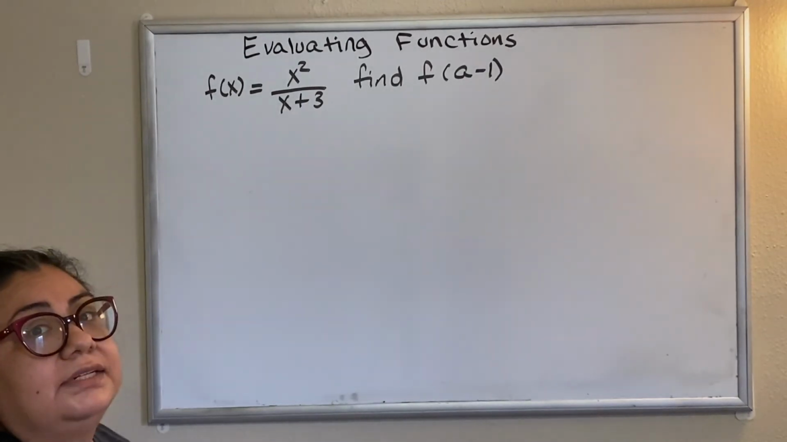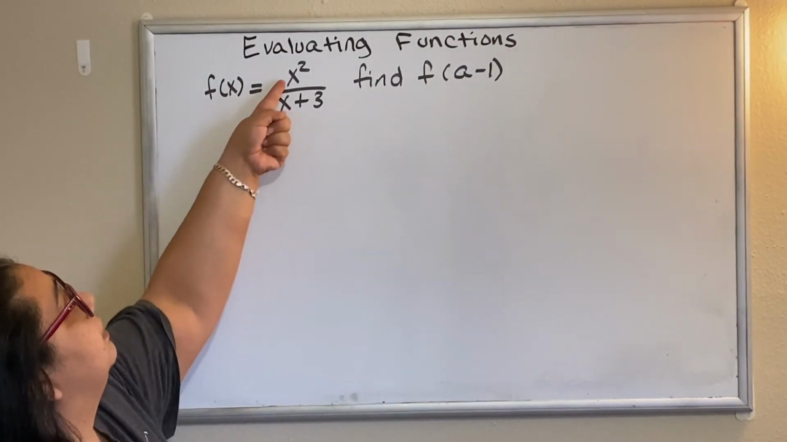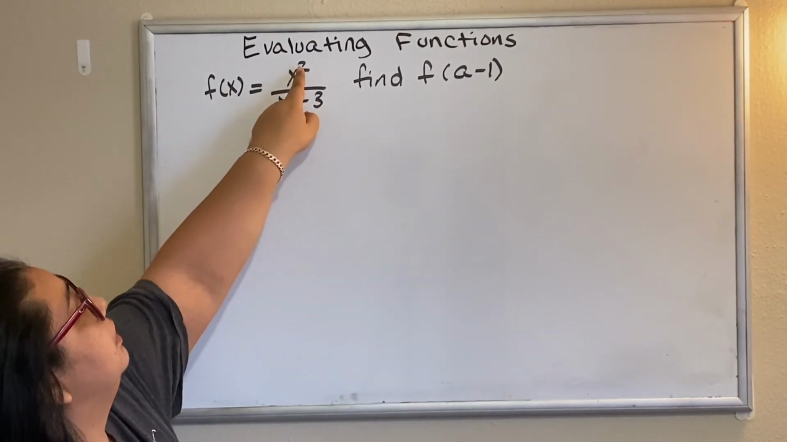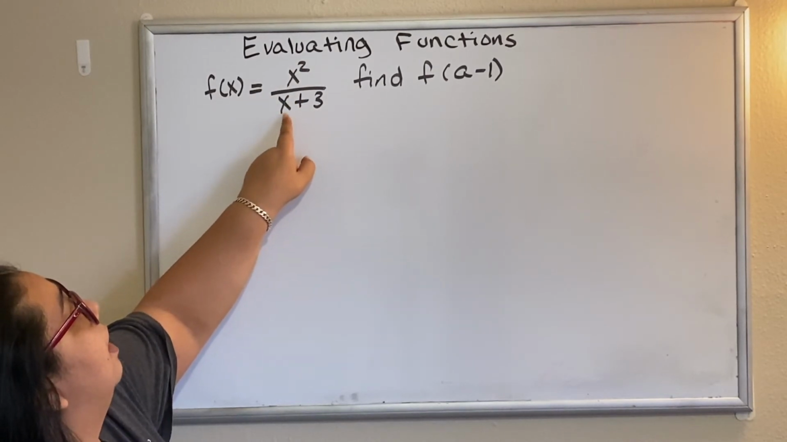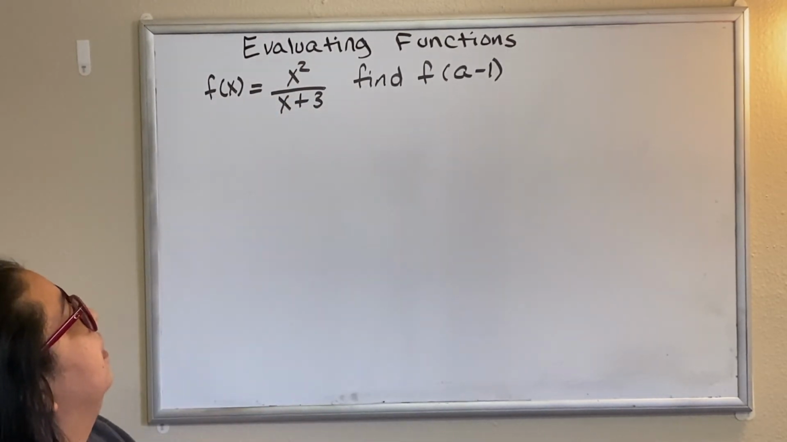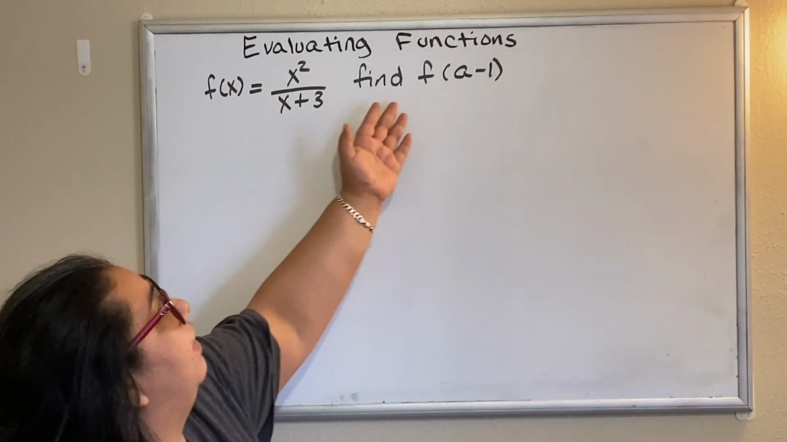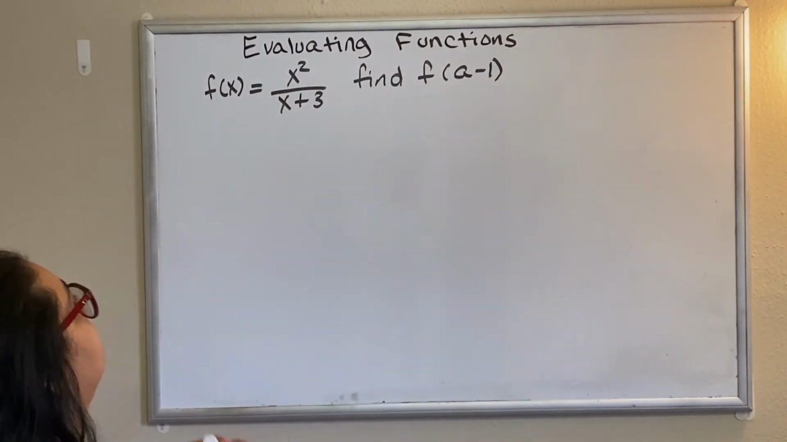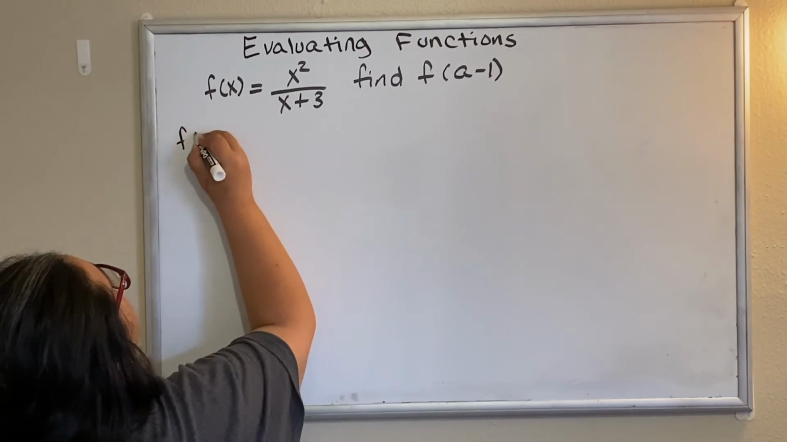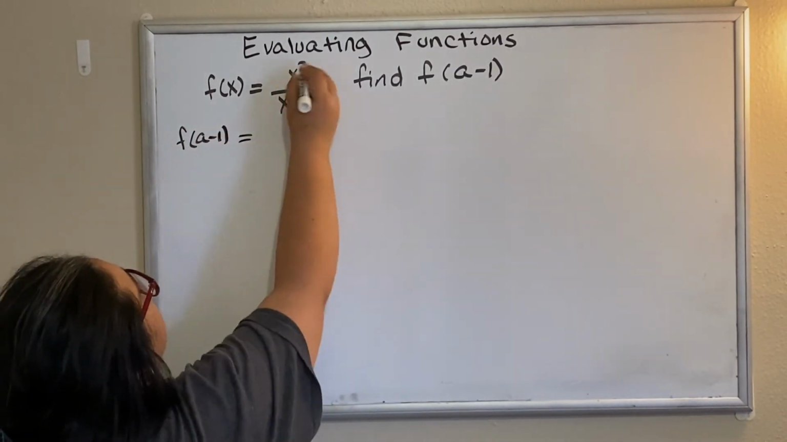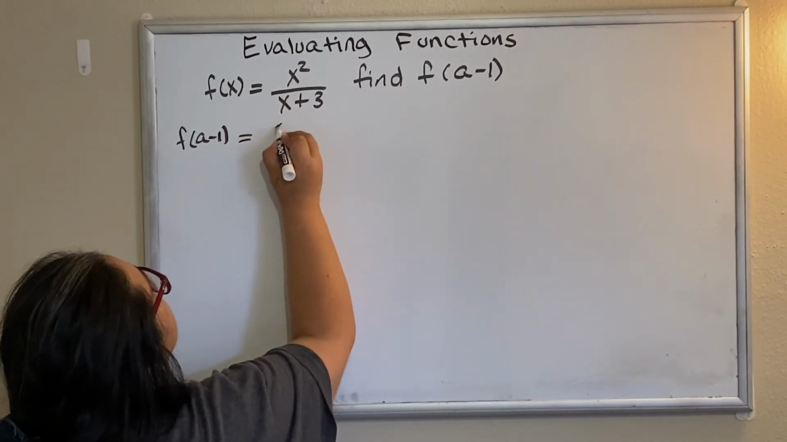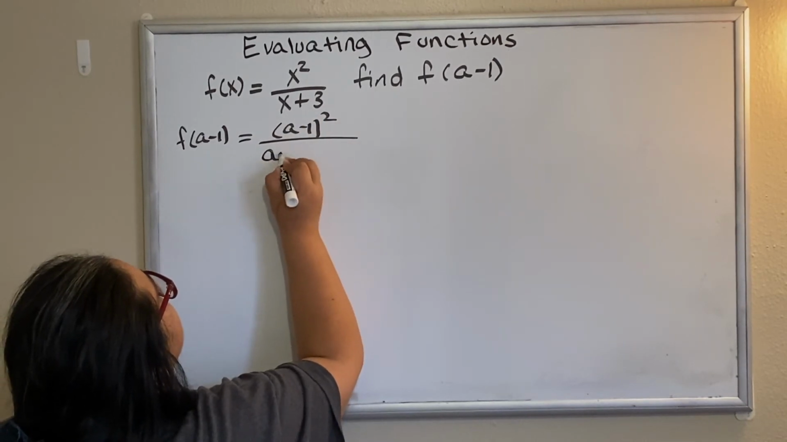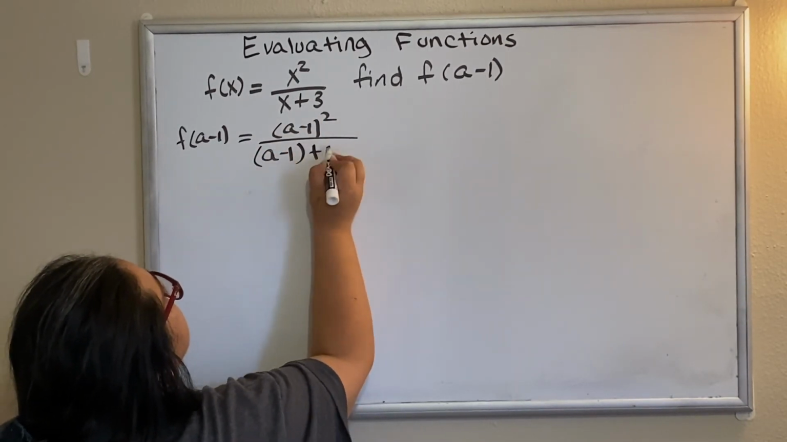Okay, we're down to our last example. Our last example is f of x equals x squared over x plus 3. So in this function, our input is squared in the numerator, and then in the denominator, we take our input and add 3 to get our output. So what we're going to find this time, we're going to replace our input x with the expression a minus 1. So f of x becomes f of a minus 1, and we plug it into this expression. So x squared is going to be a minus 1 squared over x plus 3. So that's going to be a minus 1 plus 3.